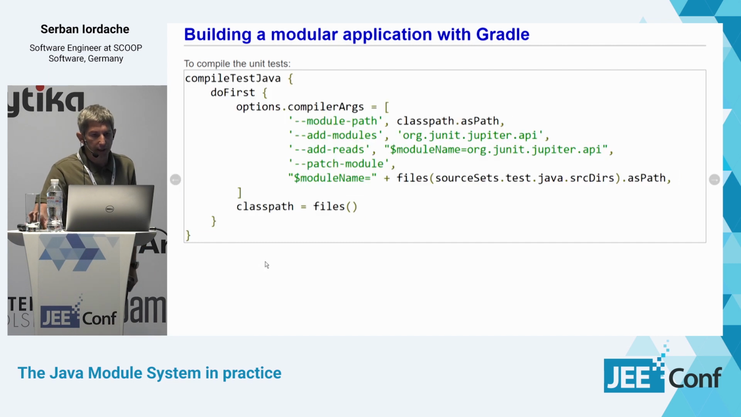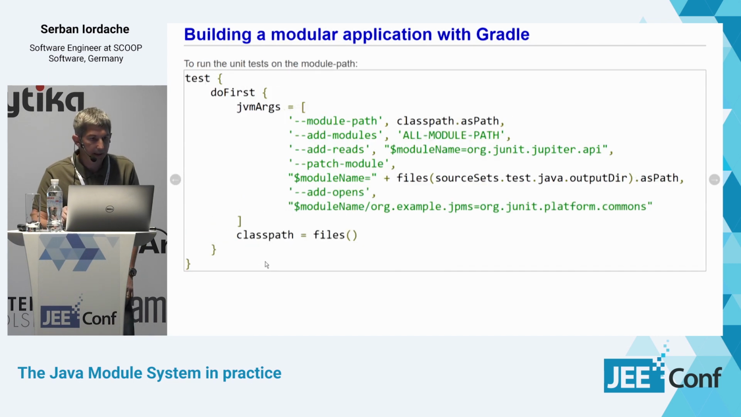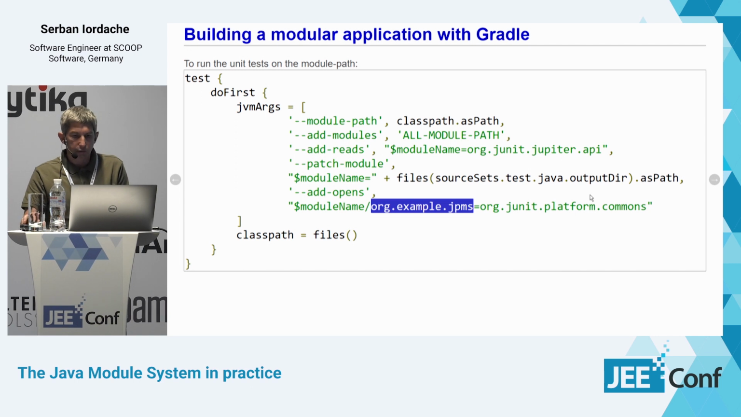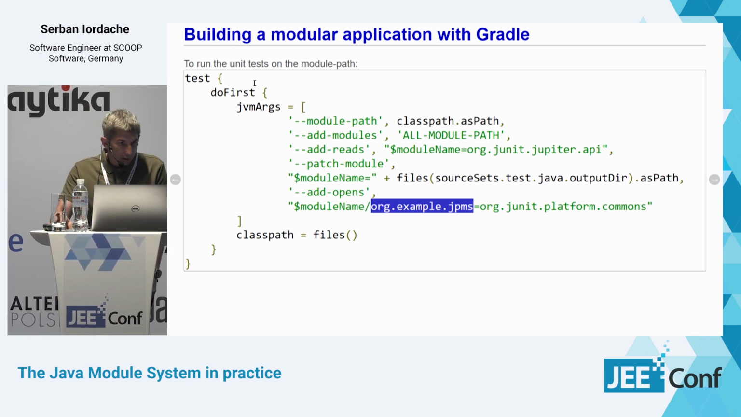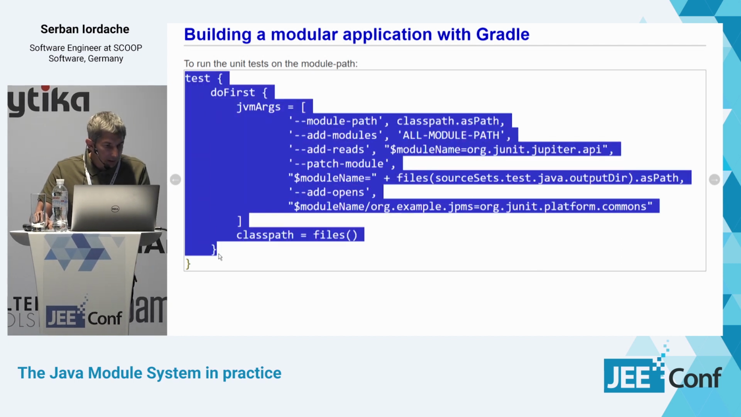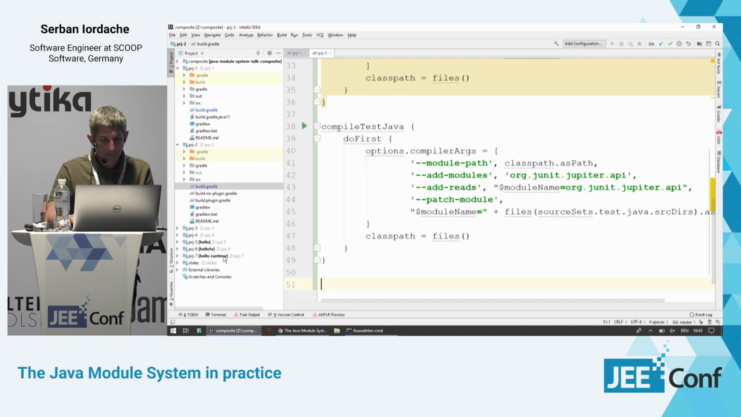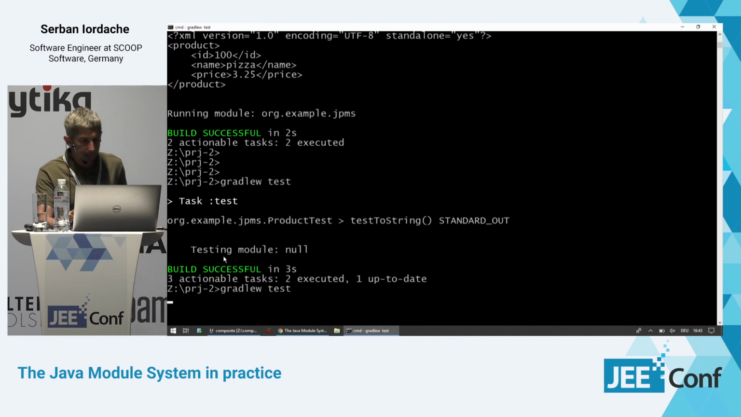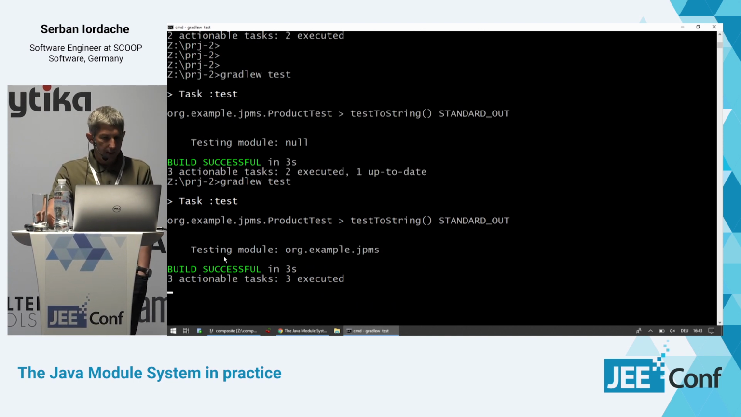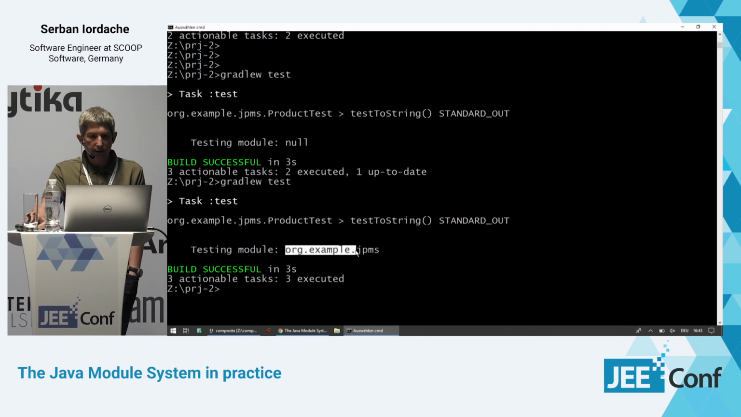But that's not all. We also have to tell Gradle how to execute the tests. And that's how we make it. Here we have additionally these add opens. We need to open the package containing our classes to JUnit. Why? Because JUnit uses reflection to process the test annotation in our code. So now copying also this. And let's execute our tests again. Now we see that the tests were executed on the module path.